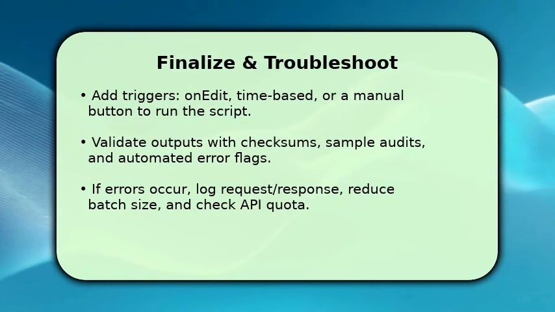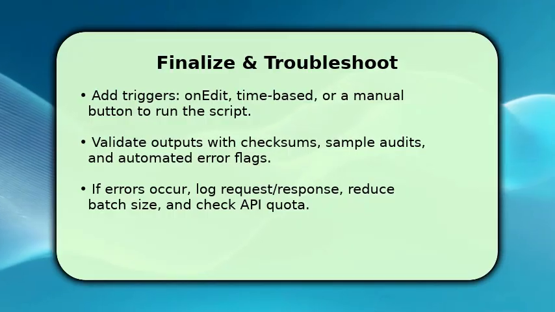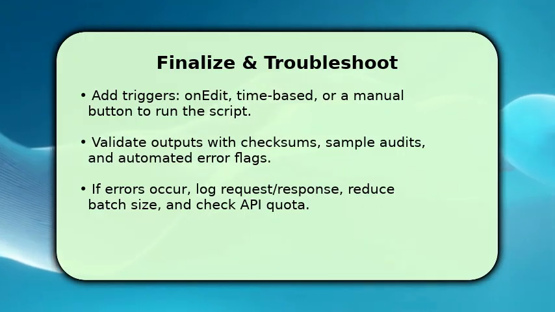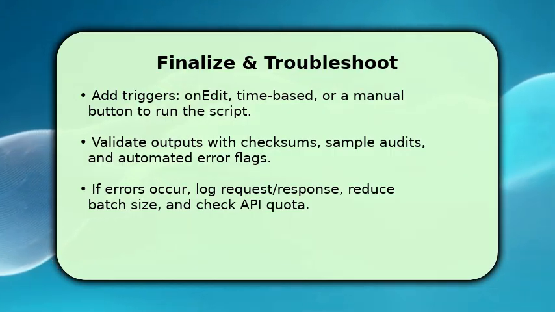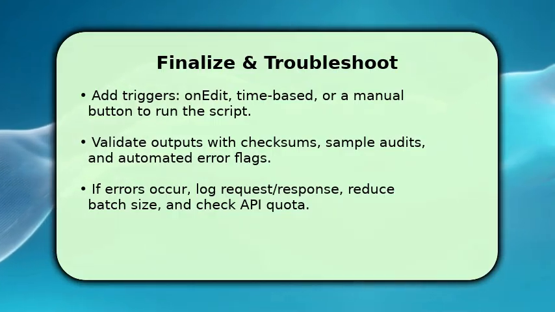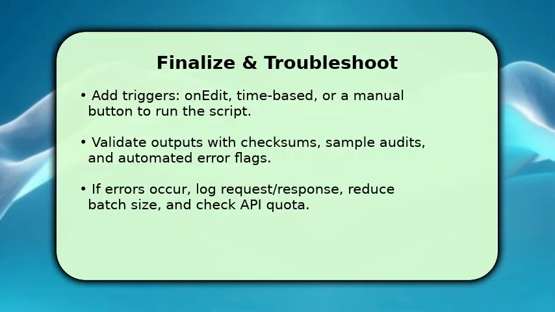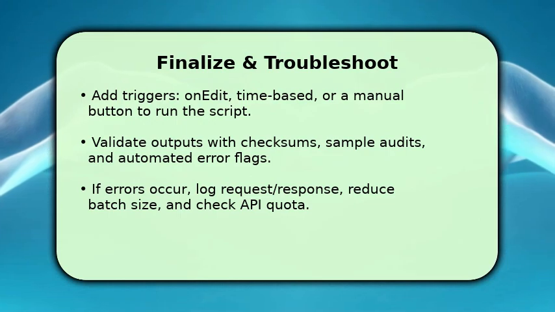Finish by wiring triggers or a manual run button so you can execute the pipeline safely. Then validate results with simple checks and sample audits to ensure data quality. Make sure to log both requests and AI responses for diagnosis. If something breaks, first reduce batch size and inspect logs for quota or malformed input, then replay failed rows. Finally, update your sheet's parameter cells so you can iterate on model behavior without changing code. That keeps experimentation fast and low risk.